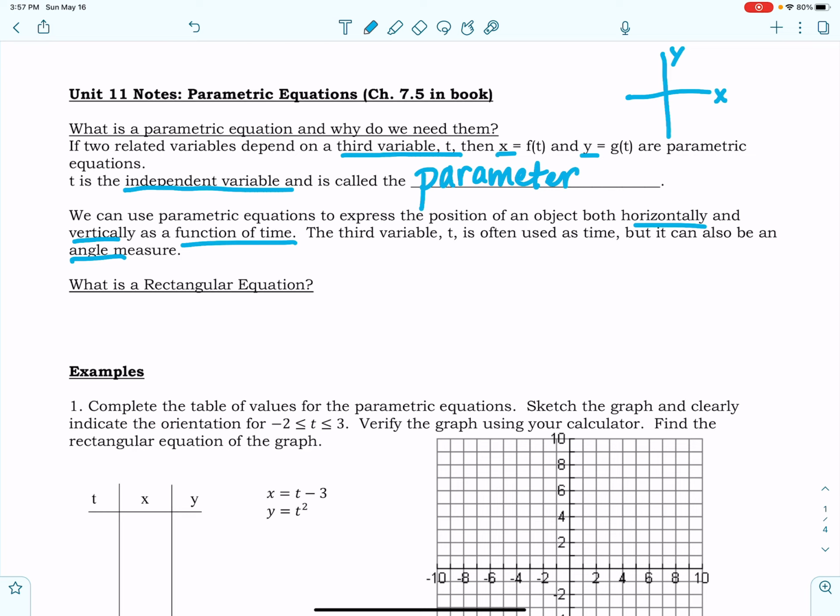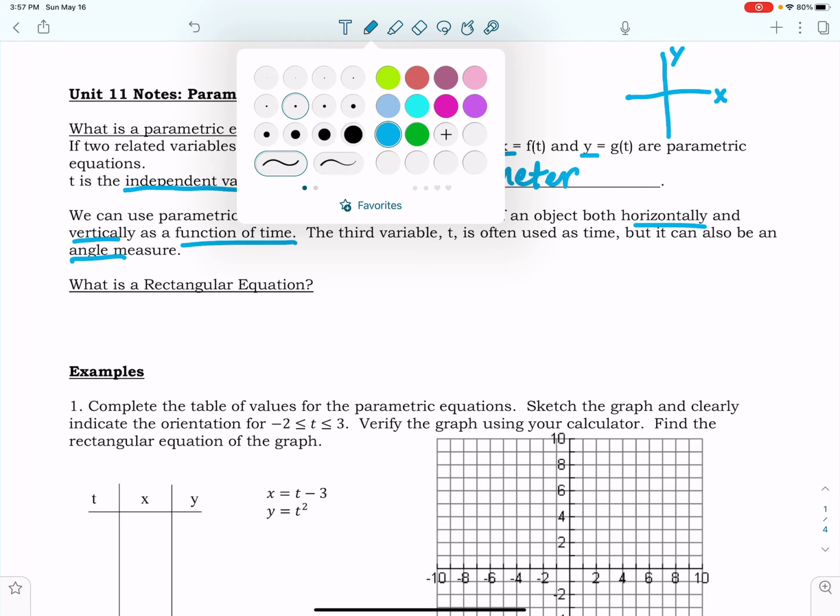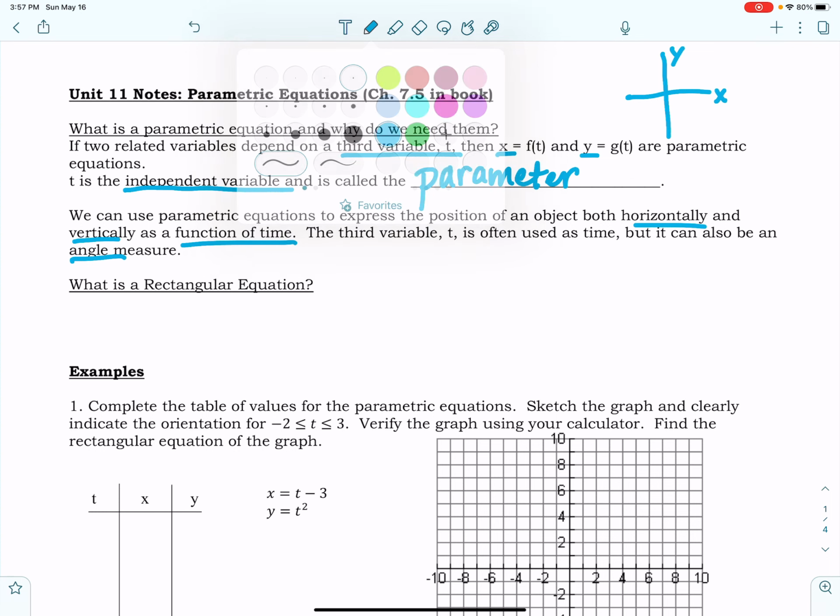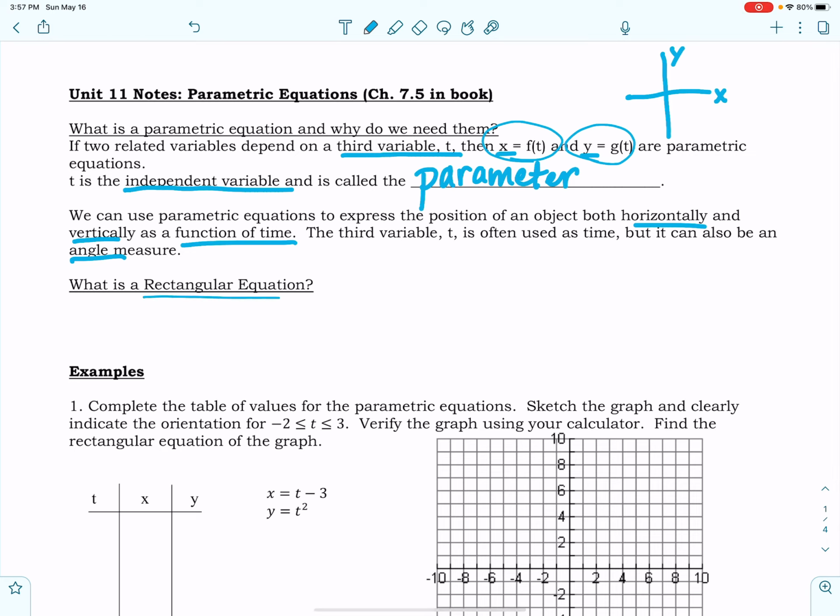So we want to talk about what a rectangular equation is because we're discussing what a parametric equation is. Well, a parametric equation, as I just indicated to you, is basically two equations, one for x as a function of t and one for y as a function of t. But we have to understand that when we refer to a rectangular equation, it is just the type of equation we're used to dealing with.